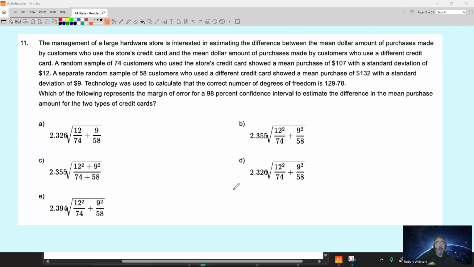Question number 11. The management of a large hardware store is interested in estimating the difference between the mean dollar amount of purchases made by customers who use the store's credit card and the mean dollar amount of purchases made by customers who use a different credit card.